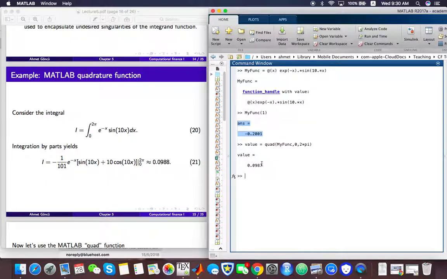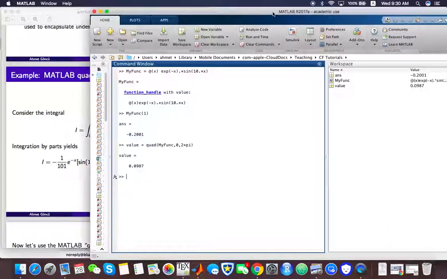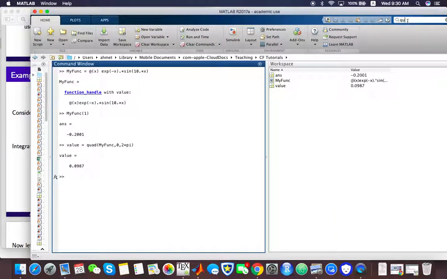If I want to integrate this function now, I'm going to use this quad function. I input the function that I defined, and I just need to enter the domain for my integration, which is 0 to 2 pi. If we compare with our exact solution in this example, which is obtained by the integration by parts formula, it is 0.0988, and we get something quite close to that. For more information, of course, you can type in the help file in MATLAB.